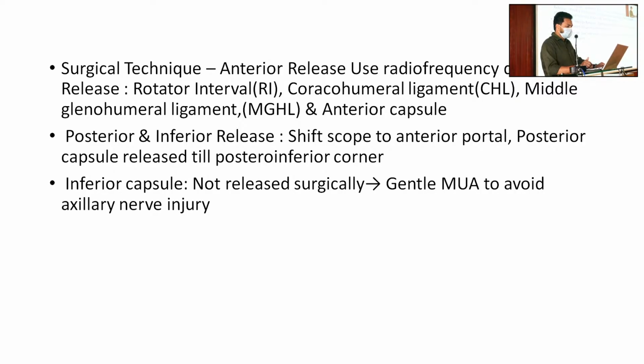Surgical technique. Anterior release uses a radiofrequency device. The release includes the rotator interval, coracohumeral ligament, middle glenohumeral ligament, and anterior capsule. For posterior inferior release, shift the scope to the anterior portal. Posterior capsule is released till the posterior inferior corner. The inferior capsule is not released surgically. Gentle manipulation under anesthesia is done to avoid axillary nerve injury.